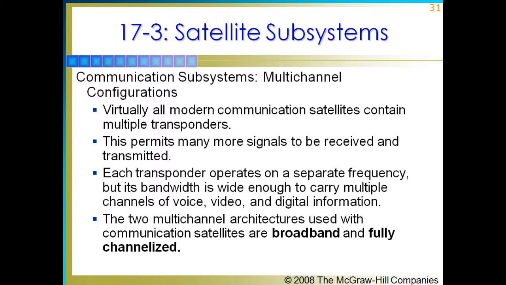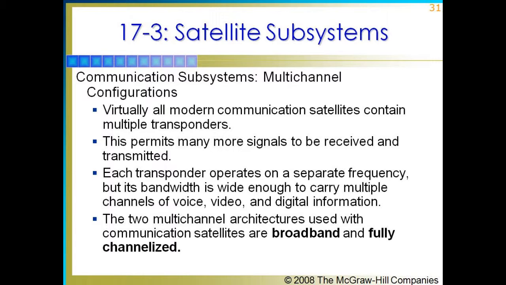There are two basic multi-channel architectures in use in communication satellites. One is the broadband system. In a broadband system, a typical communication satellite spectrum is 500 MHz wide. This is typically divided into 12 separate channels, each with a bandwidth of 36 MHz. The center frequency spacing between adjacent channels is 40 MHz, thereby providing a 4 MHz spacing between channels to minimize adjacent channel interference. And the other is a fully channelized system.